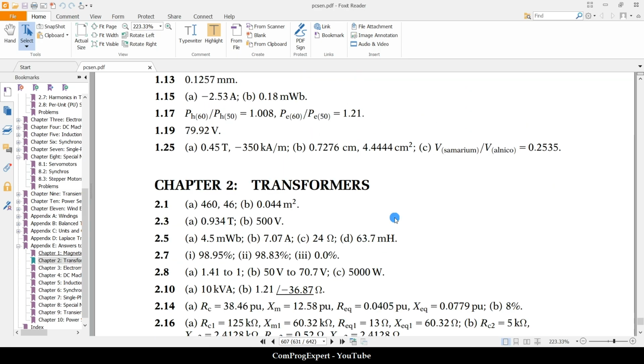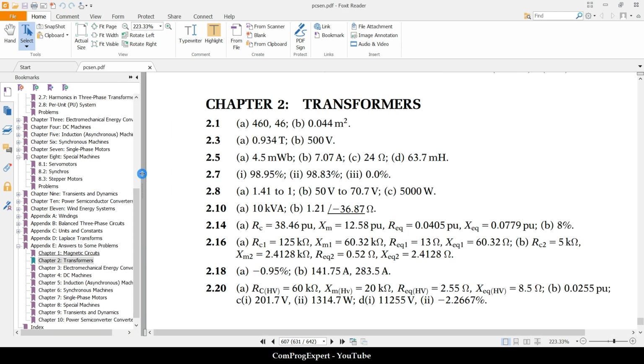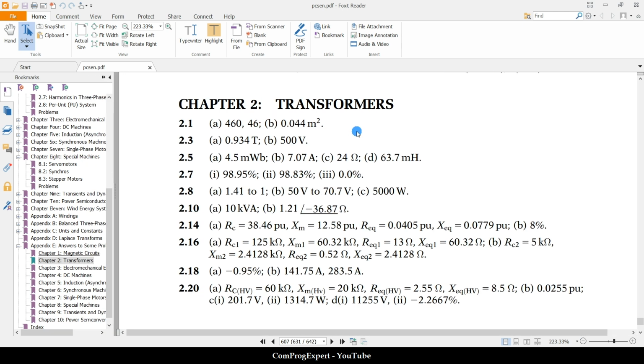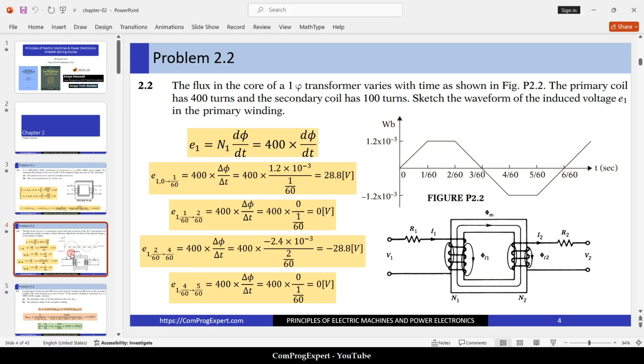Also, you can check the numbers here. We have solutions of some problems at the end of the reference. So here are the numbers for problem 1. Okay, let's go for the next problem.